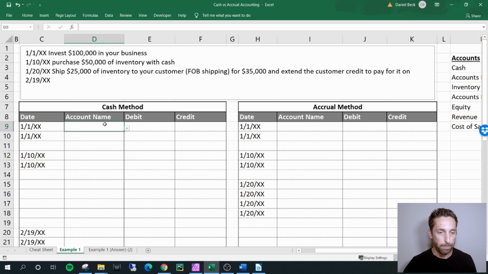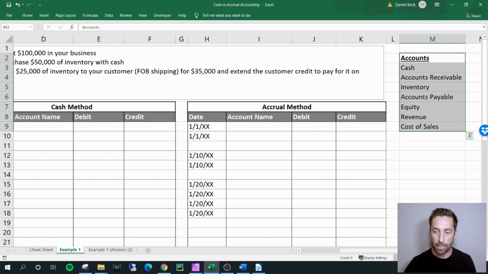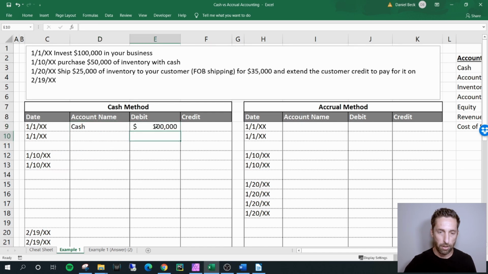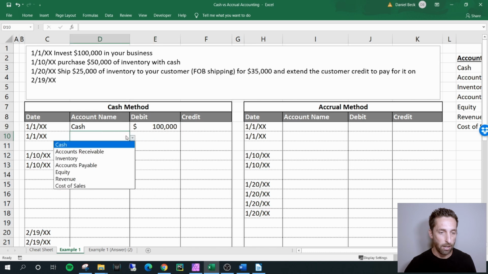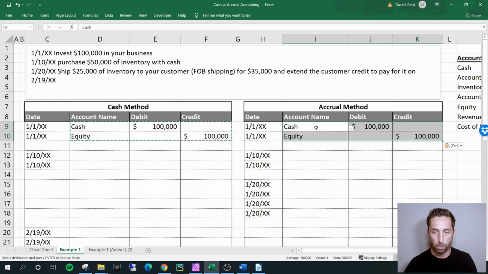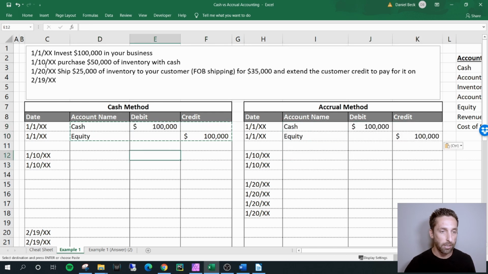If you're using this workbook, I'll just show you real quickly. I have a list of the accounts I'm using, and the account name field will connect with that list. Okay, so for the first one, we're going to invest $100,000 of cash into our business. So the first thing that's going to happen is cash is going to go up by $100,000, and the other side of that entry would be a credit to equity, the net value of our business now. Now that will look identical in the accrual method of accounting. Let's look at the second entry.